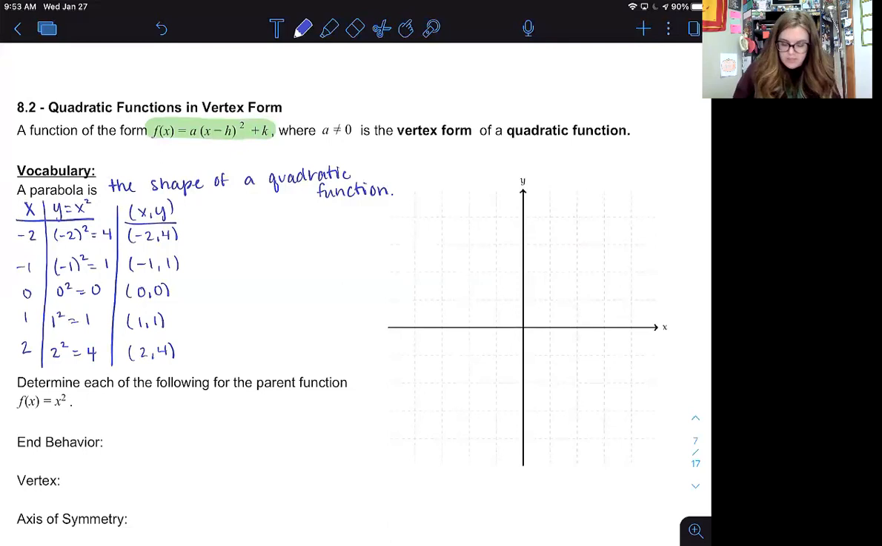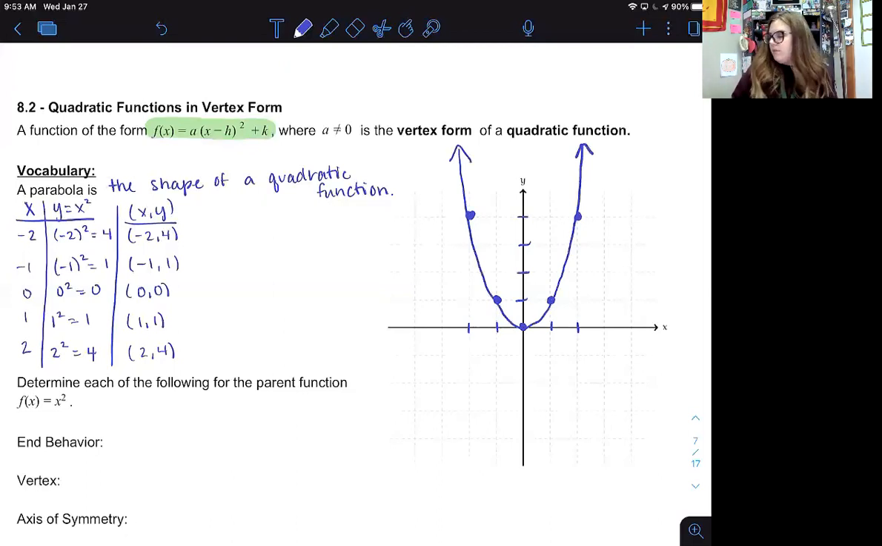All right, so if we go over to this coordinate plane and plot these points: -2, 4, -1, 1, 0, 0, 1, 1, and 2, 4. Okay, so it doesn't make a V because that slope is not consistent. So we're actually going to curve this line to make our parabola. This is often called a U-shaped graph.